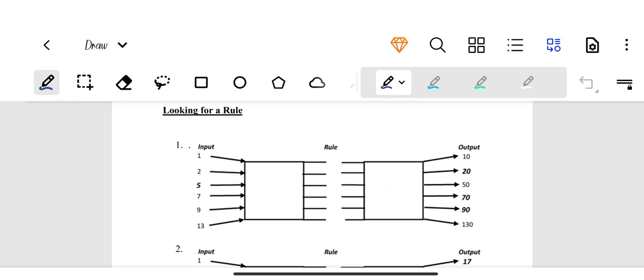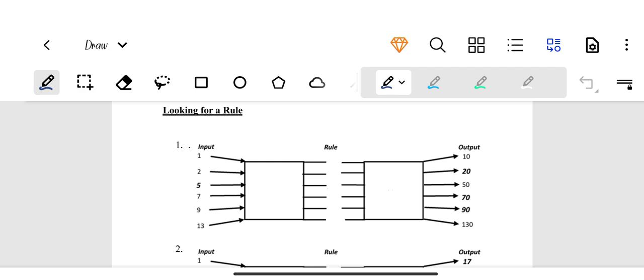In today's lesson, I want us to look at finding the rule. So remember, sometimes they give you the input and the rule, but not the output. They give you the rule and the output, but not the input. Or they can give you the input and the output, but not the rule. So this is the case. They didn't give us the rule, so we're supposed to find out how they came about to find the output.